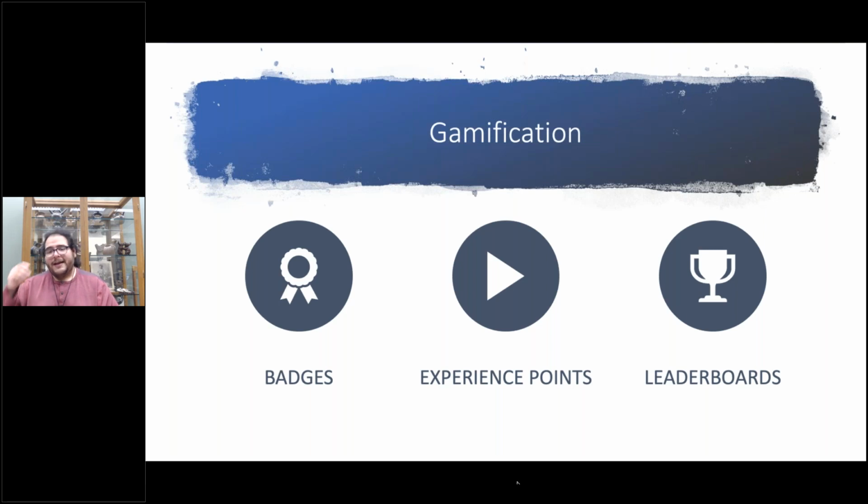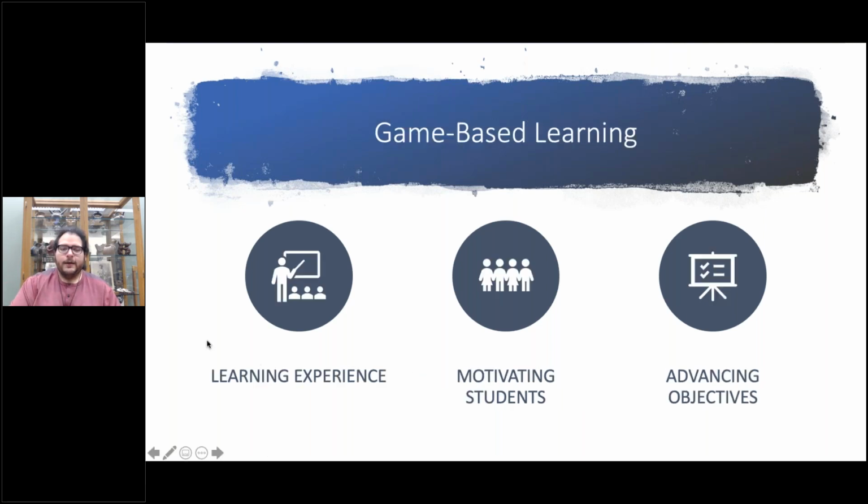And so in that time, I wanted to move from a gamification model in part to a game-based learning model, one that emphasizes learning experiences, motivating students, and more than anything else, advancing objectives. And so all of this wraps up into this idea that game-based learning fundamentally relates to the use of games to enhance the learning experience. And so trying to go away from games for games' sake.